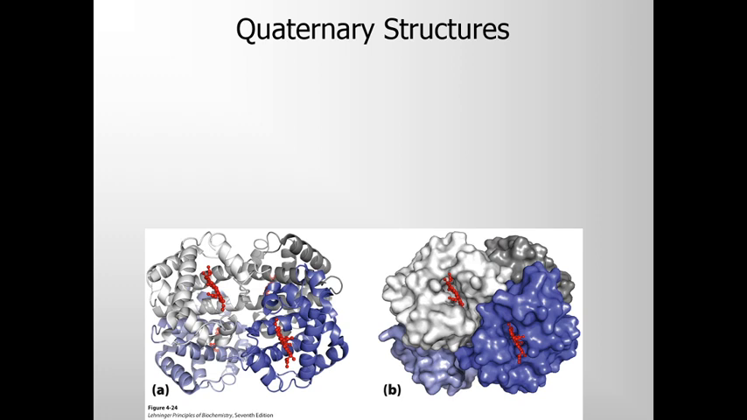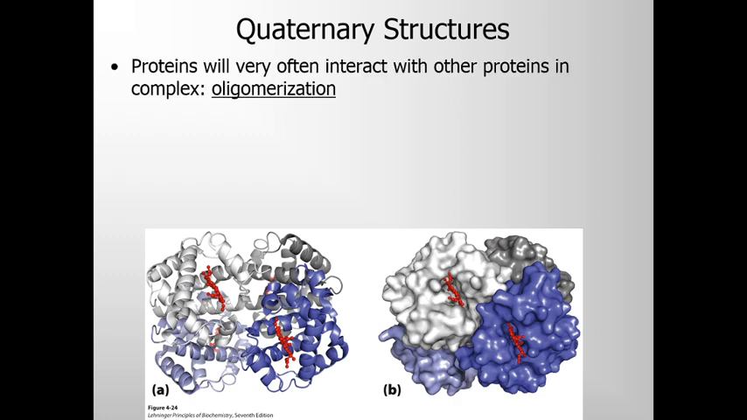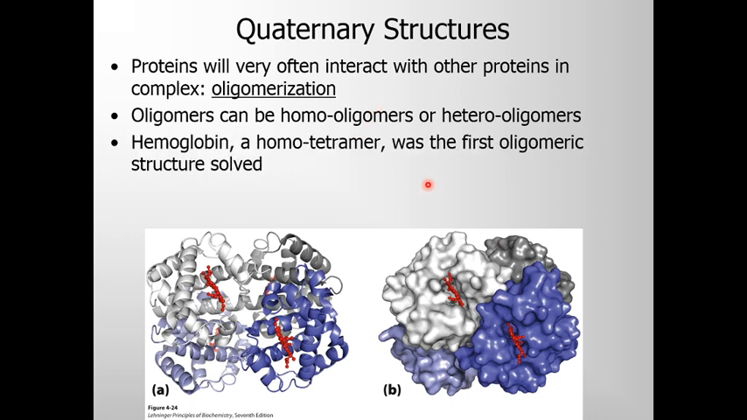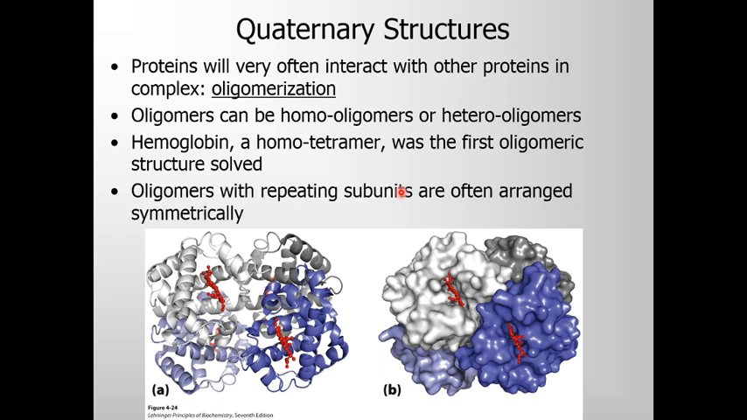Quaternary structures result from interactions between the subunits of multi-subunit proteins or large protein assemblies. Proteins will often interact with other proteins in complexes. This is called oligomerization. Oligomers can be homooligomers or heterooligomers. Hemoglobin is a classic example. It's a homotetramer. It was the first oligomeric structure that was ever solved. Oligomers with repeating subunits are often arranged symmetrically.